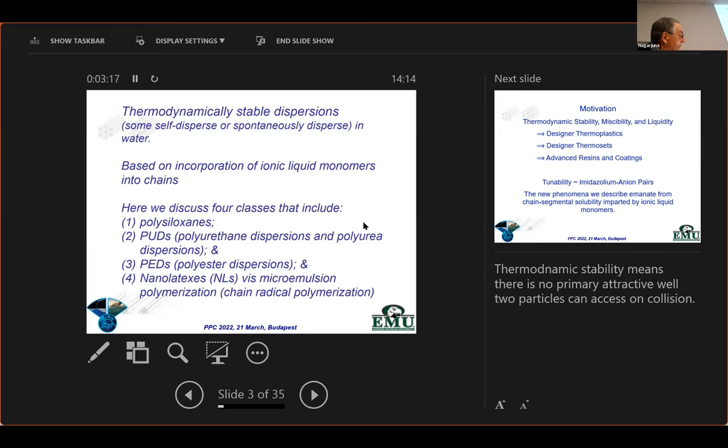And a new area that we've entered into is studying polyesters, and then nanolatex made by chain radical polymerization. Most of the examples I'll describe of dispersions using these things as stabilizers are examples from this class, but we're beginning to generate examples from this class and this class.